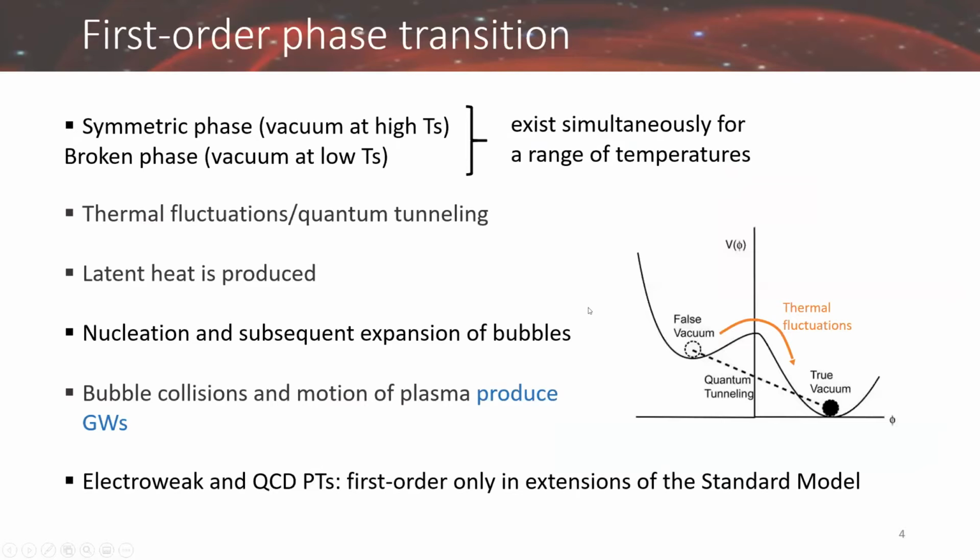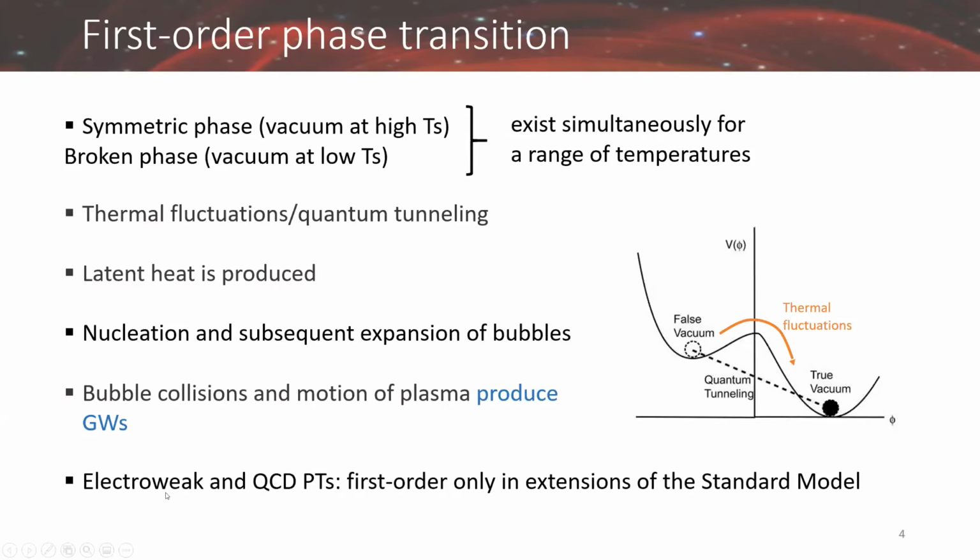With a first-order phase transition, you have a potential, you have your false vacuum, and you want to tunnel or transition to the true vacuum, but there's a barrier in between them. This makes a range of temperatures for which you have both the symmetric and the broken phase existing simultaneously. The transition can happen via thermal fluctuations or by quantum tunneling, depending on the action for this tunneling solution. Some energy is produced, some latent heat, that makes bubbles of the true vacuum nucleate, and then they expand until they collide and produce gravitational waves by the collision and by the subsequent motion of the plasma after the bubbles collide.